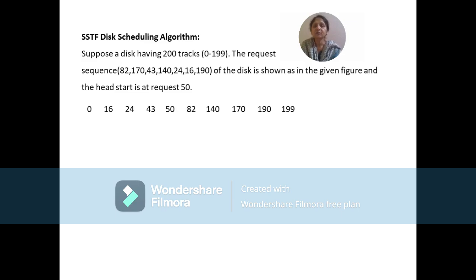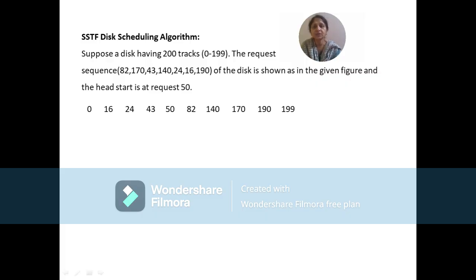Hello students, today we are going to discuss SSTF Disk Scheduling Algorithm. SSTF stands for Shortest Seek Time First. Now in this case, the request will be served depending upon the shortest distance of our head position. For example, if our head position is at track number 50 and if the request is 43 and 82, it will see which one is nearer to the current head position and that request will be served first.